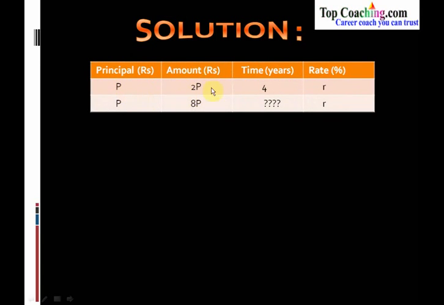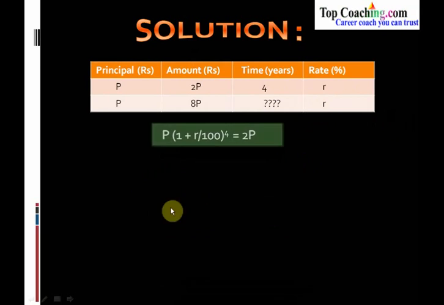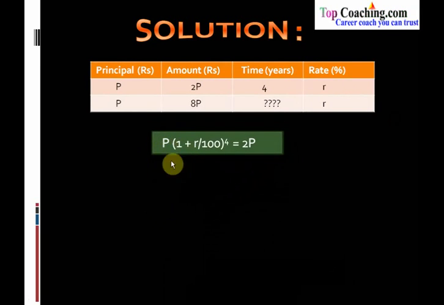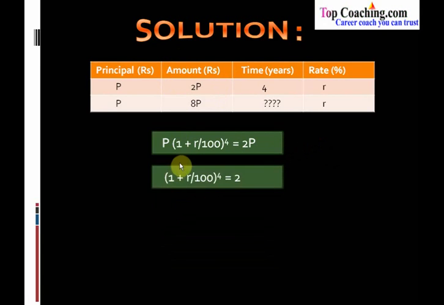Principal is P, amount is 2P and the time period is 4 years, rate of interest being R. Similarly, let us say that the principal is again the same P, but this time the amount becomes 8P. We do not know the time period, but the rate percent remains the same. So, in the first case, P(1 + R/100)^4 would be equal to 2P. We have been given that in 4 years, the amount becomes double. So it becomes 2P. This further could be written as (1 + R/100)^4 = 2, as P and P get cancelled from both sides.